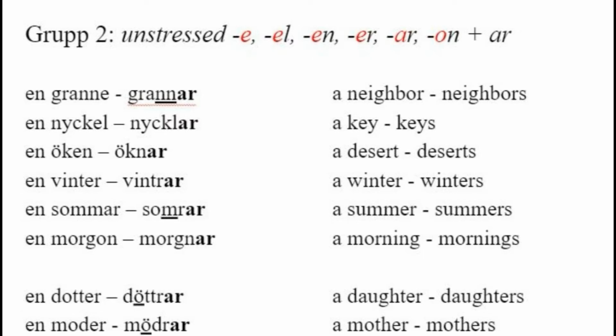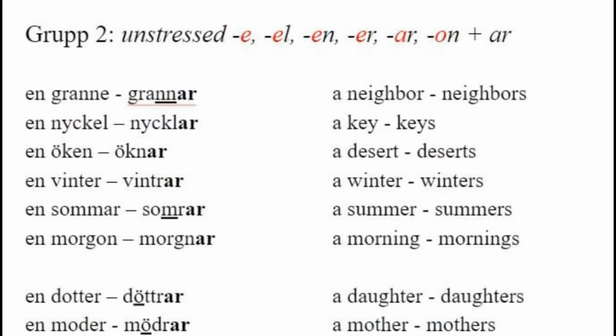Then we have 2 familiar words, a daughter and a mother, that receive umlaut in plural. En dotter becomes döttrar. And then you have 2 forms of a mother in Swedish, en mor and en moder. En mor doesn't have a plural form, and the plural form of en moder is mödrar.